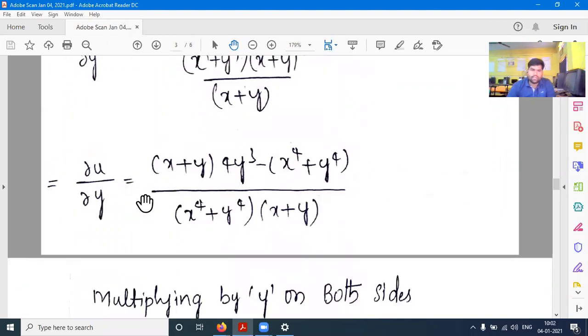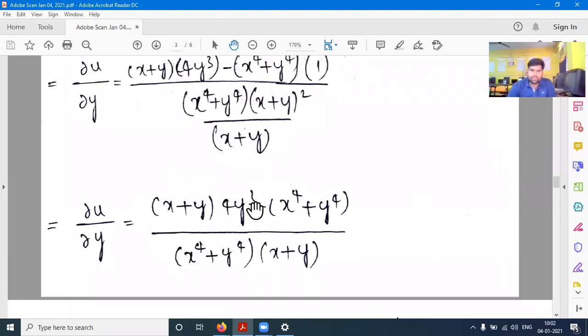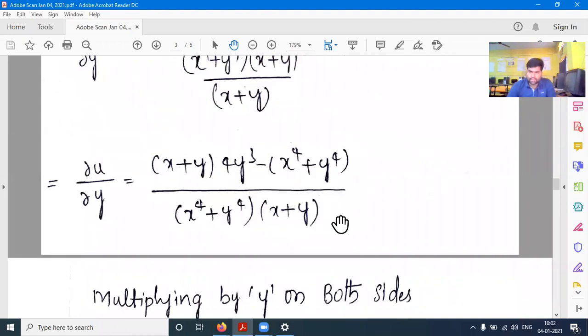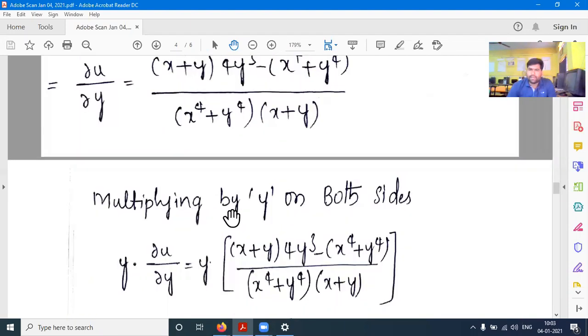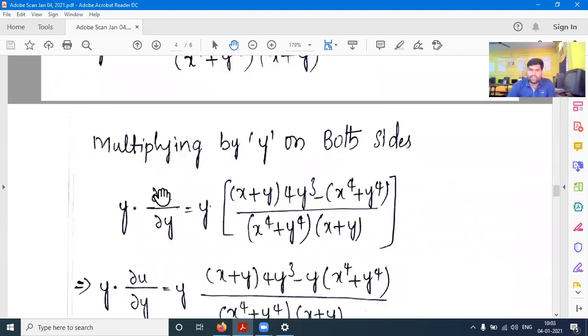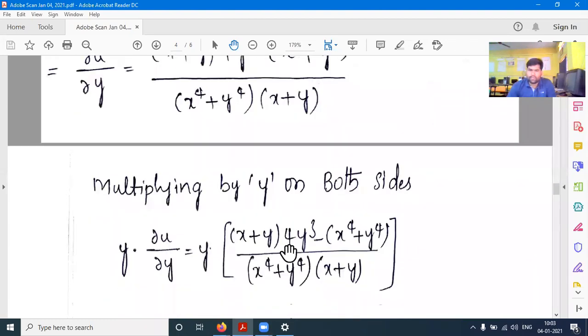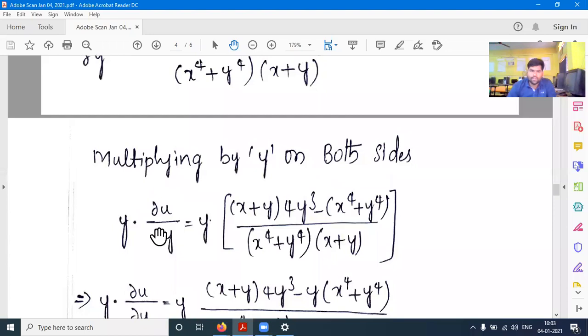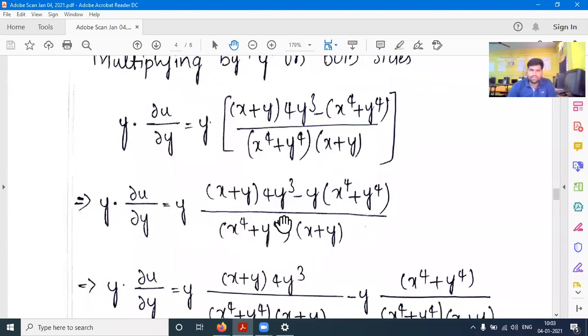Remaining is dou u by dou y is equal to x plus y into 4y cube minus x to the power of 4 plus y to the power of 4, divided by x to the power of 4 plus y to the power of 4 into x plus y. Multiply by y on both sides. Then y into dou u by dou y is equal to y into this one, 4y cube.